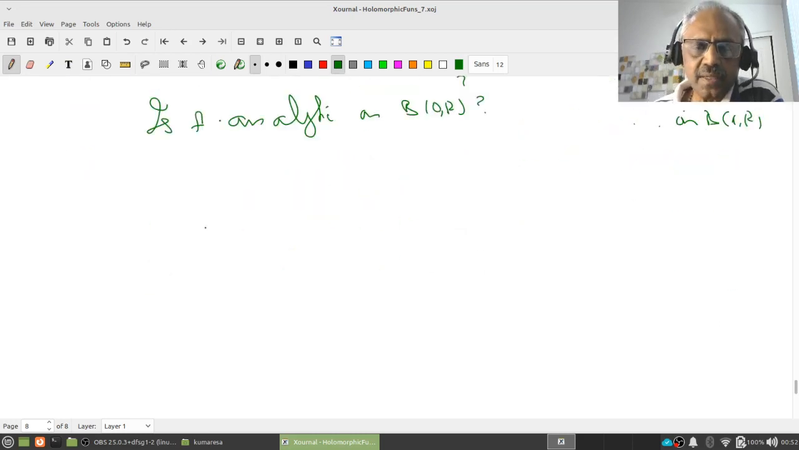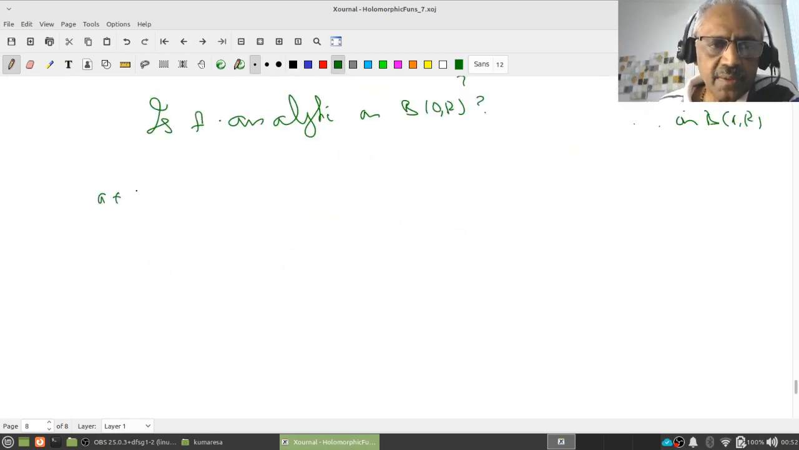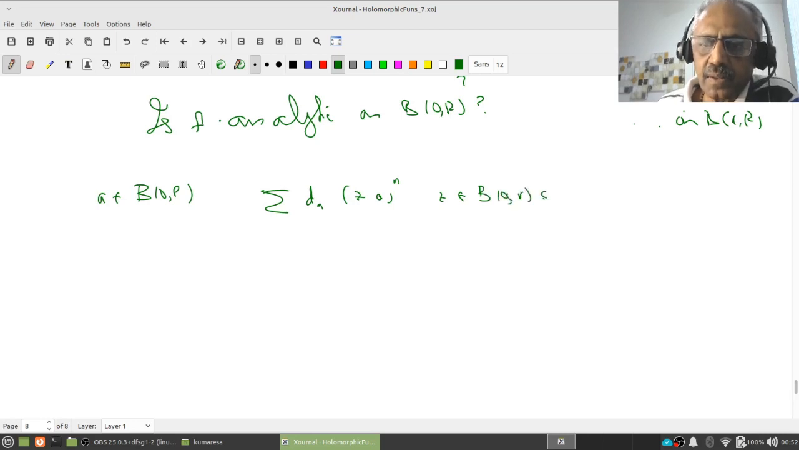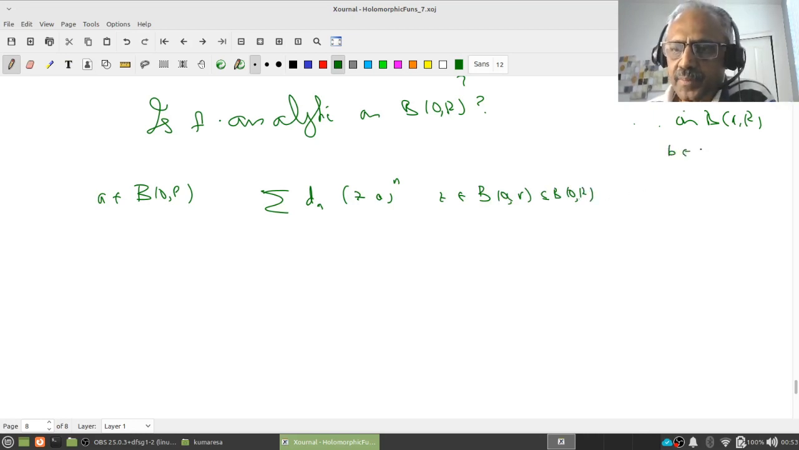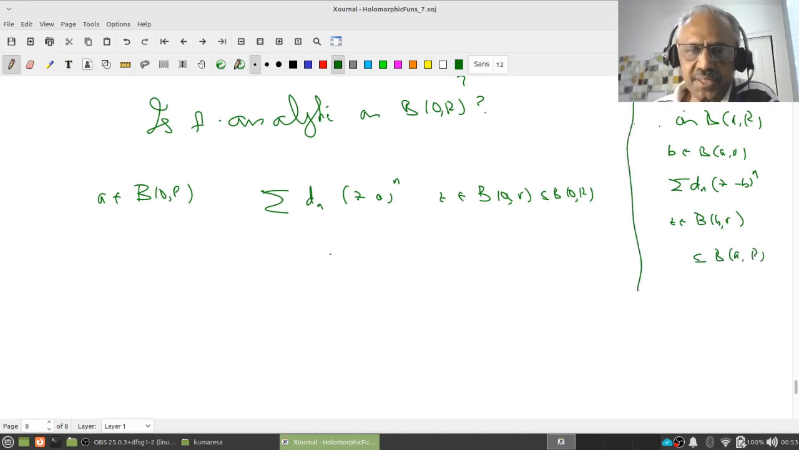So what does this mean? This means give me any a in B_0R, I should be able to find coefficients dn, so that f of z is the sum of dn z minus a to the power n, for z in some domain B_aR containing B_0R. Here what should I do? For every b in B_aR, I should be able to write it as sum of dn z minus b to the power n, and z now belongs to B_r, which is contained in B_aR. Okay, so I am going to concentrate only on this.